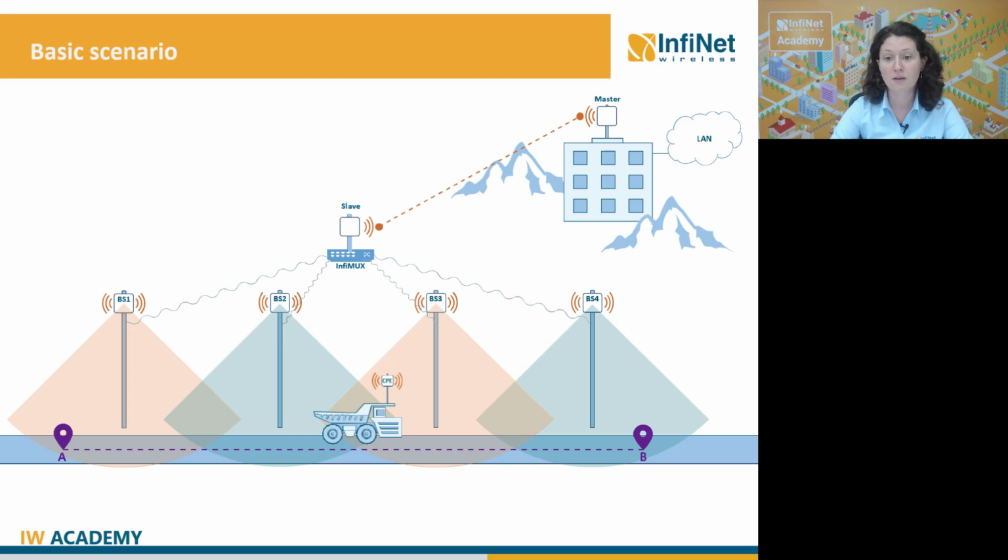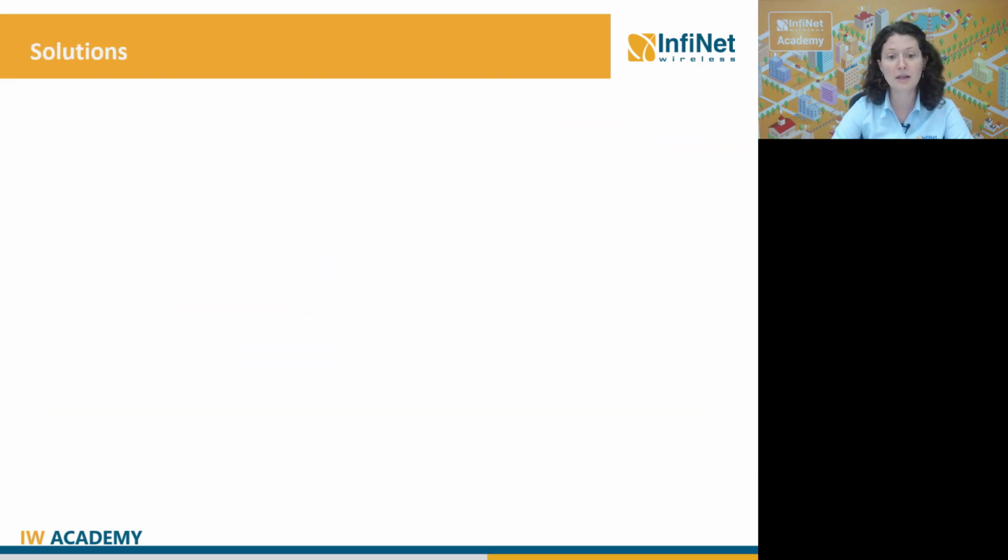The choice of the equipment for the backbone link is mainly related to the capacity demands, and Infinet offers a vast range of available options. This sums up the basic mobility scenario that I wanted to present. We will now briefly review some of the solutions offered by Infinet Wireless for mobility projects.